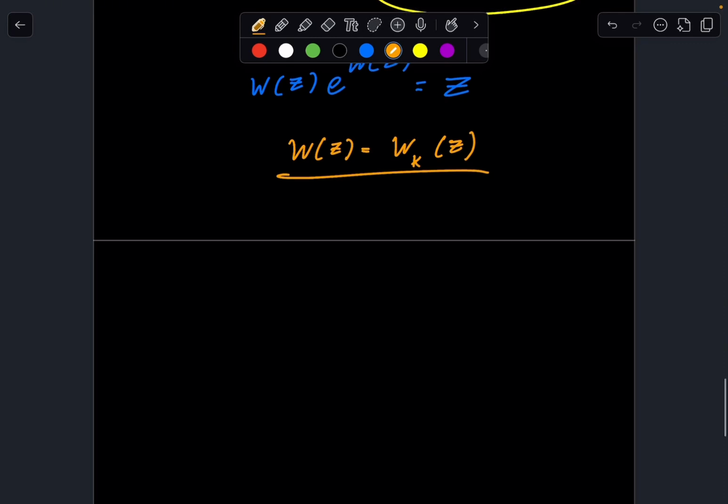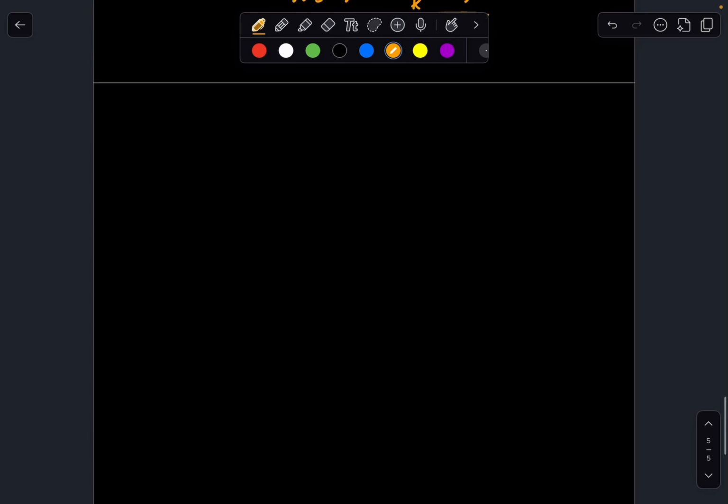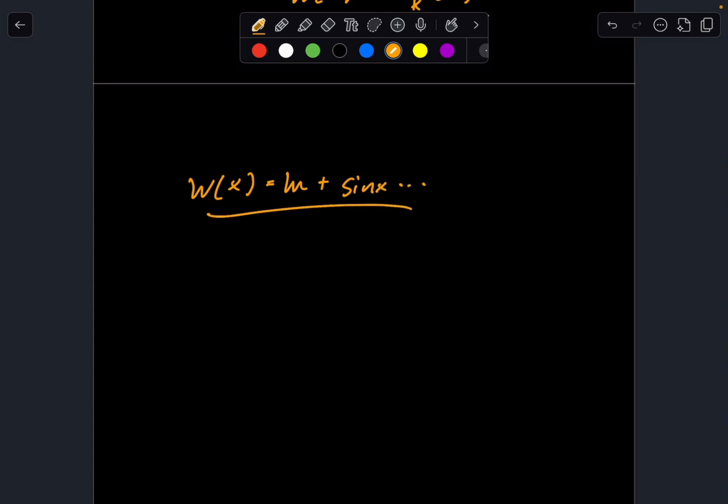Now, something to note is the Lambert W function cannot be expressed in terms of elementary functions. It's useful in a variety of applications, but that means we can't express it using basic functions that we know of, like ln or our trig functions. We can't use some function of those to describe it. It's one of our non-elementary functions.